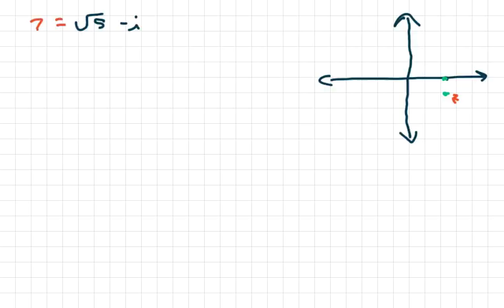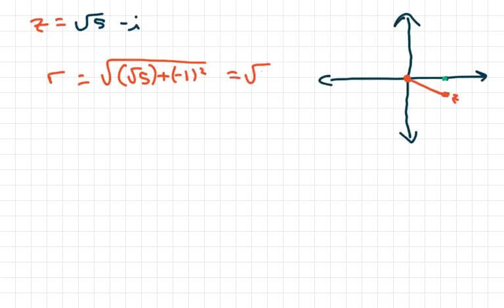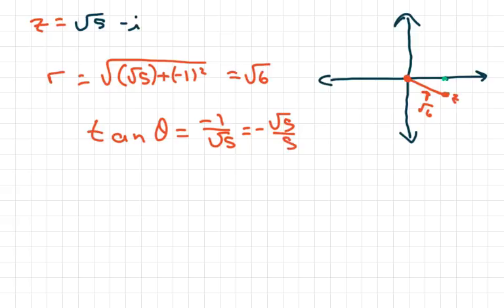And that's your z point here. This is your z. And we're going to find the r here, the length from the origin to my z. So we're going to find r is the square root of 5 squared plus negative 1 squared. And that's going to give us the square root of 6. So this length here is square root of 6. Now we're going to do tan of theta equals y over x, which equals negative square root of 5 over 5. We are in quadrant 4 here.